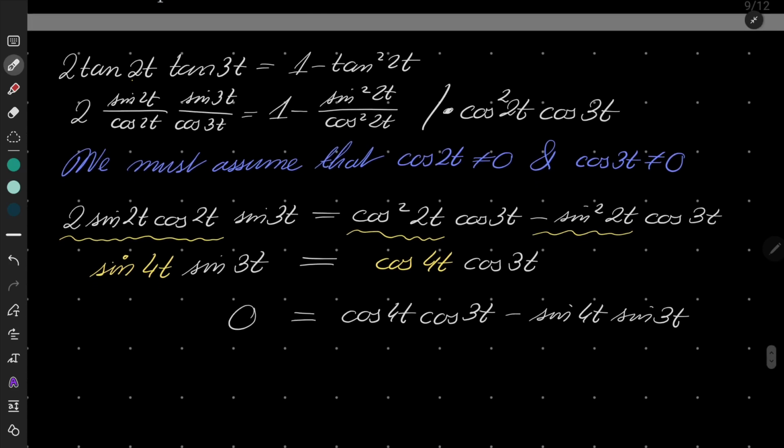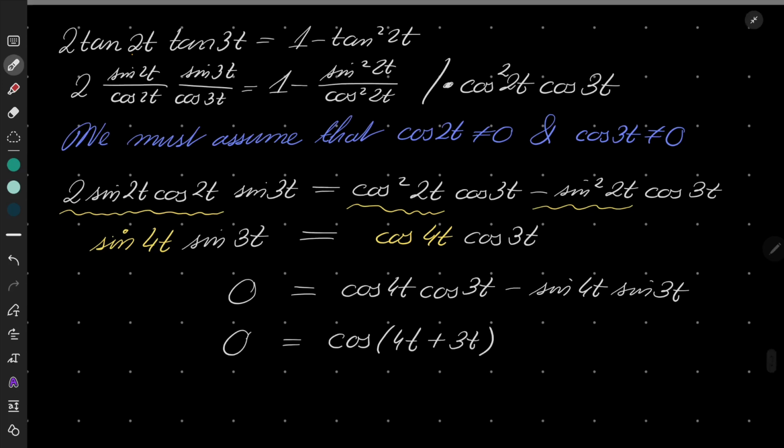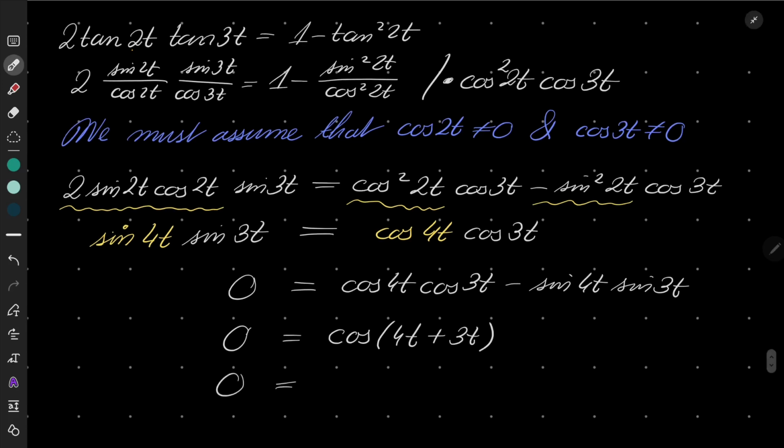And now on the right hand side we have cosine of alpha times cosine of beta minus sine of alpha sine of beta. So by another well-known formula, which I hinted at the beginning of the video, it's cosine of 4t plus 3t. So it's just cosine of 7t.